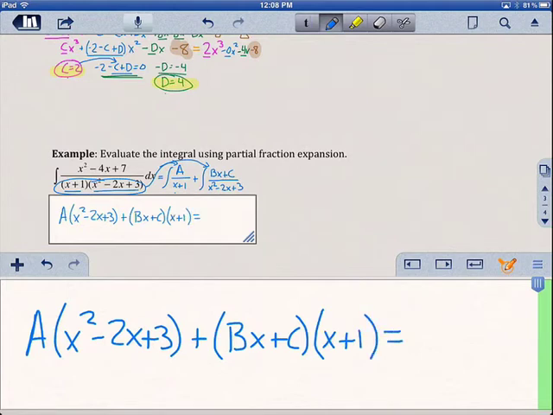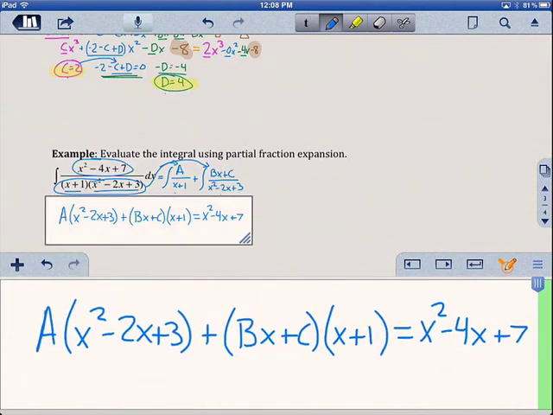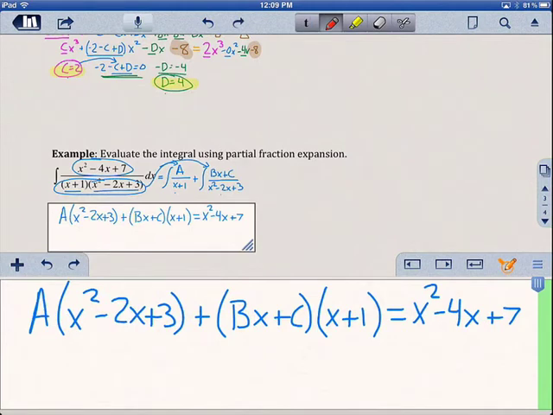And this is going to equal x squared minus 4x plus 7. Remember the rest of the numerator right there. Okay, and we want to get rid of one of these terms now. So if we look at all the factors here, if I let x equal -1, this term is going to be gone, B and C are gone, and we're going to be able to find A here. So let x equal -1, and we'll substitute.